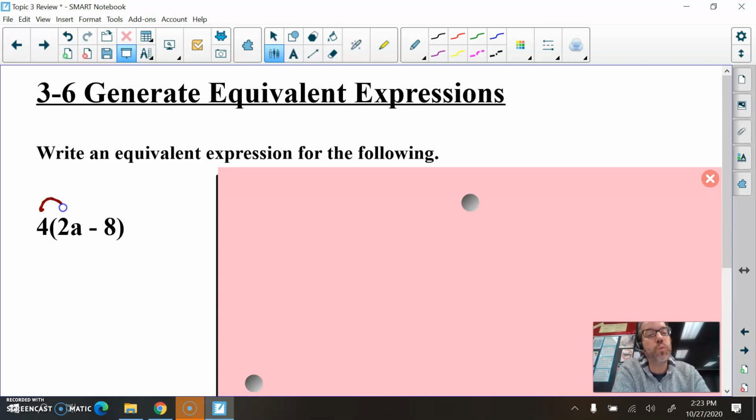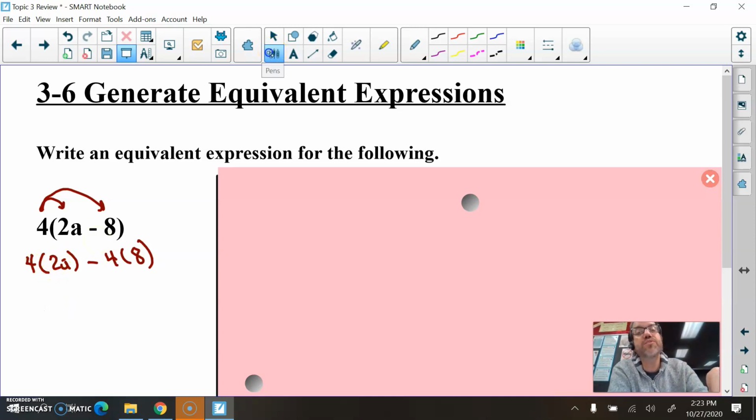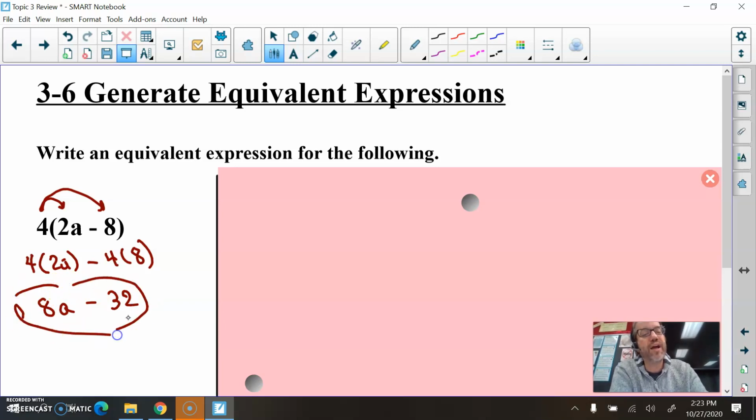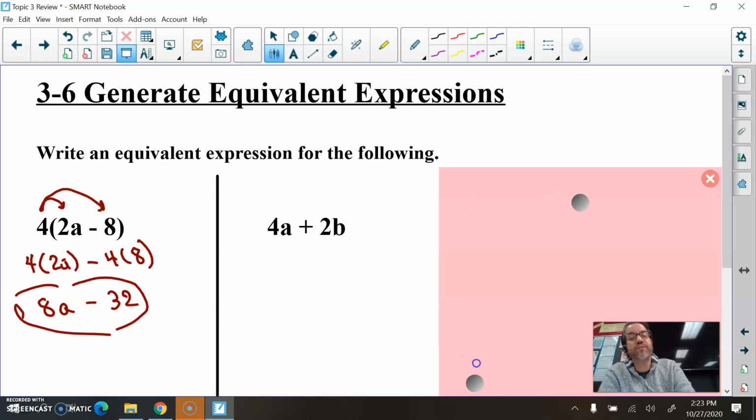We take 4 times 2a minus 4 times 8. We must multiply by both of these terms inside of this quantity. So 4 times 2a is 8a. Minus 4 times 8, which is 32. Sometimes people will ask, well, can I just skip this middle step and just go right to the 8a minus 32? Yeah, you can.